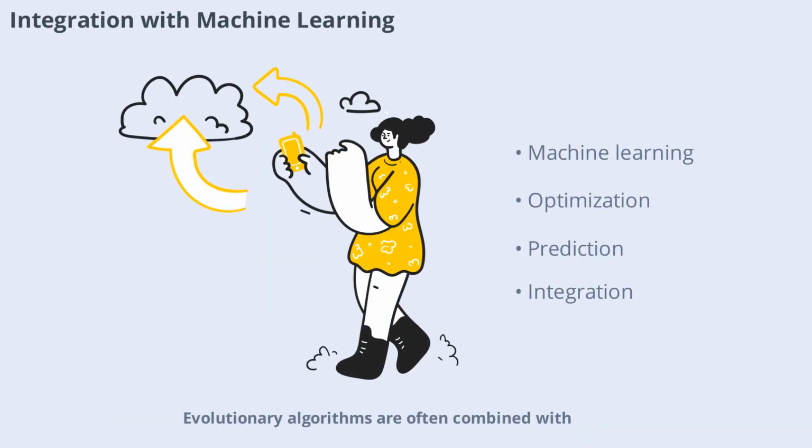Evolutionary algorithms are often combined with machine learning techniques to enhance their performance. For example, they can be used to optimize neural network architectures or select features for predictive models. In biological research, this integration enables more accurate predictions, better data analysis, and the discovery of hidden relationships within complex systems.